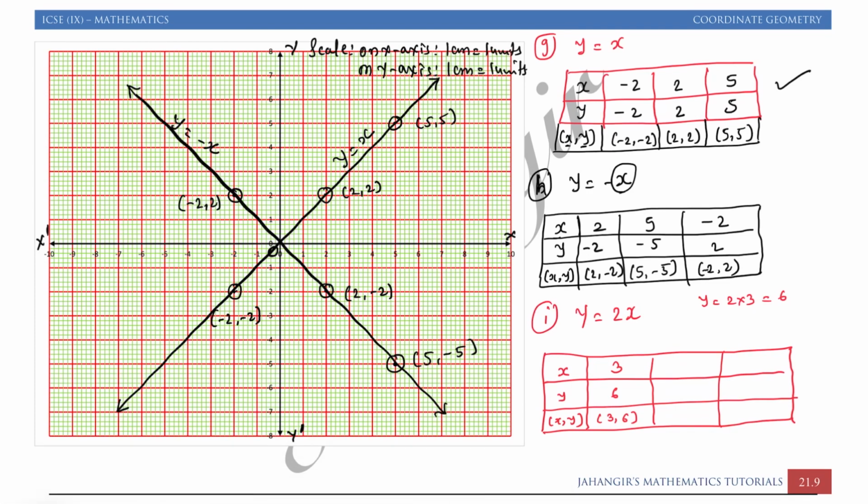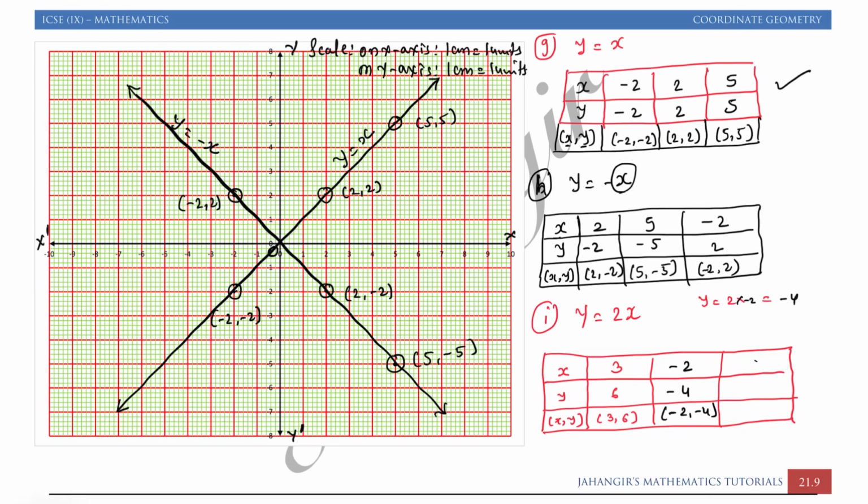Now for the next value, if I am taking minus 2, you can take any value as per your choice. So this will become 4 into minus 2, that is minus 4. So I will get minus 2 comma minus 4. And the third value we can choose anything. Just choose 4, then it will become 8.